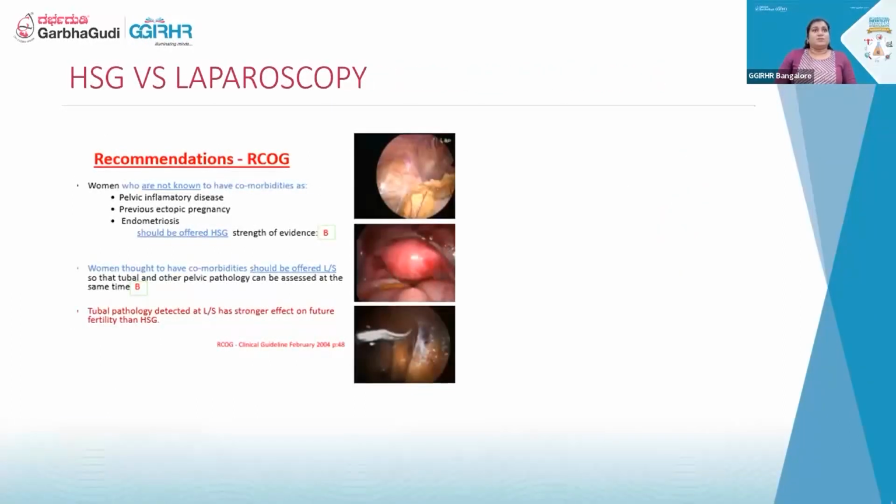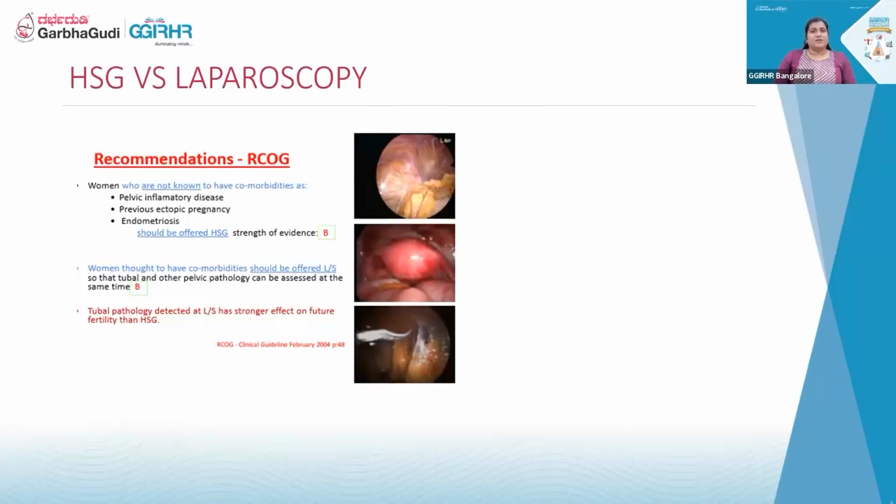Then the other question is, all of us know that we have to confirm tubal patency before doing an IUI. But how to decide whether to go for HSG or a laparoscopy? There are no strict recommendations, but there are recommendations given by RCOG. Women who are not known to have comorbidities like PID, previous ectopic pregnancies, endometriosis should be offered HSG.